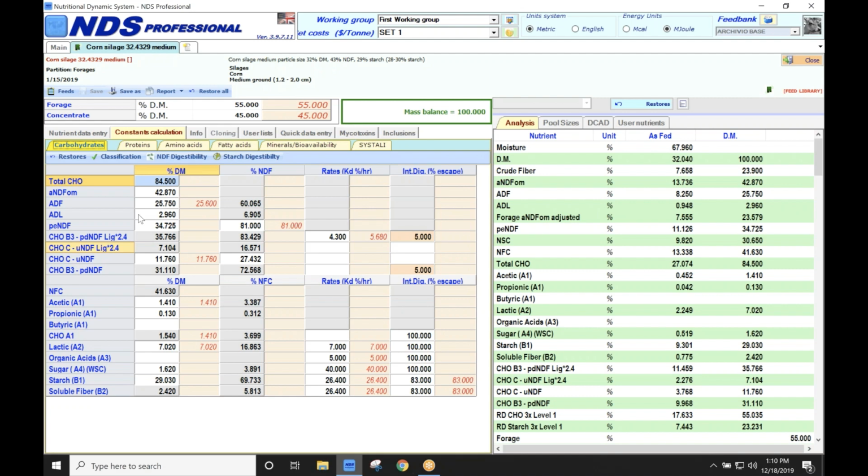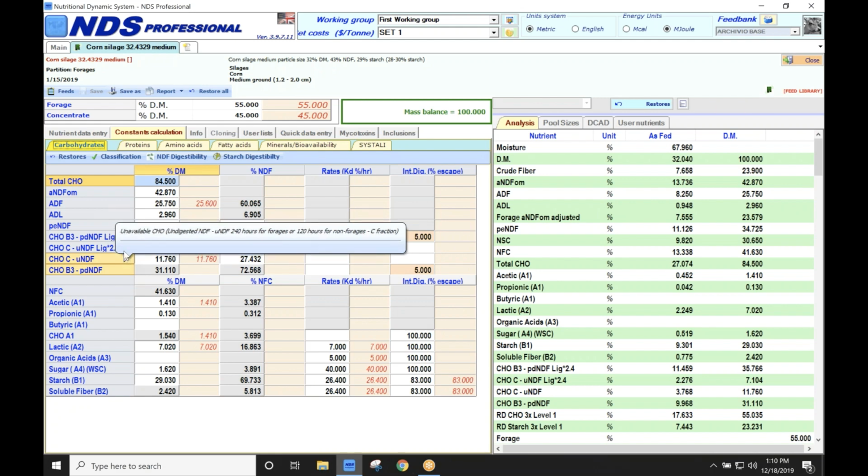The biggest step forward that we started a few years ago was when we introduced the UNDF240, which basically represents the indigestible fraction of NDF, which used to be estimated using this 2.4 factor, which is still there in the page of the carbohydrates. But we also have the UNDF240 now to replace this value. This has been a big step forward, because lignin times 2.4 used to underestimate that indigestible fraction most of the time. So now we have a more dynamic indigestible NDF across forages.